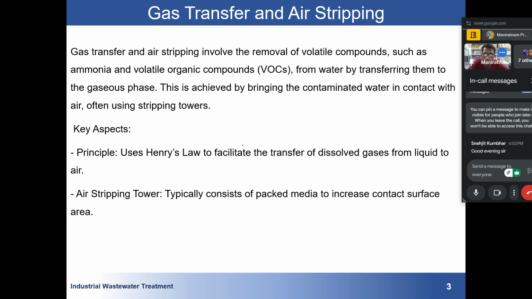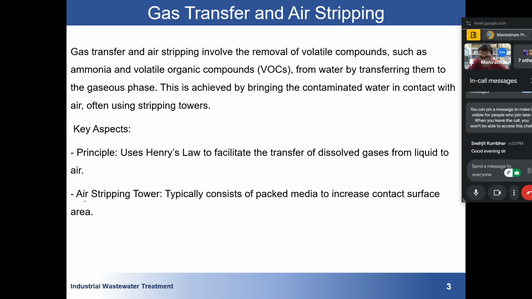There is this famous Henry's law that says concentration is proportional to the partial pressure. I hope you are aware of this. By that principle, a gas is either dissolved or released from the water. With the help of that principle, we can maintain a certain pressure or a certain concentration, and that will help to remove our dissolved gases.